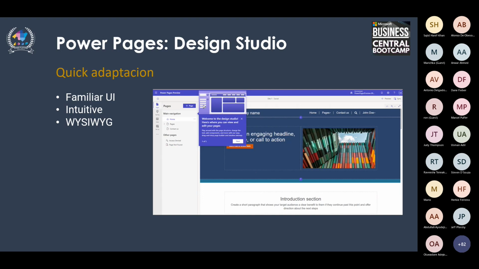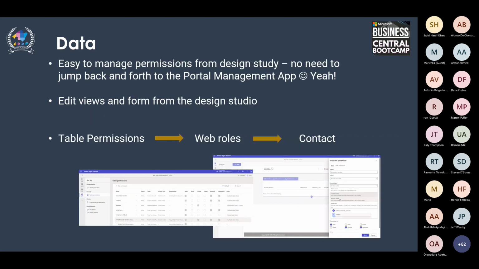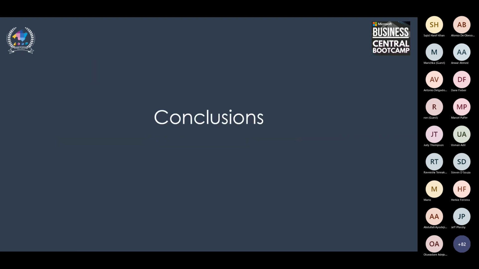If we go back to the PowerPoint, this is the data. We're filtering the data. It's much more intuitive. Lots and lots can be done from the design studio that we couldn't do before. And it's the magic of using these table permissions and web roles to assign the contact some kind of access to that data and ability to interact. And that is how it worked. That's Power Pages for you.